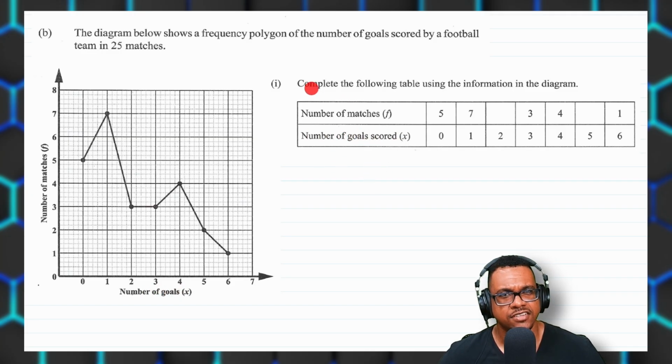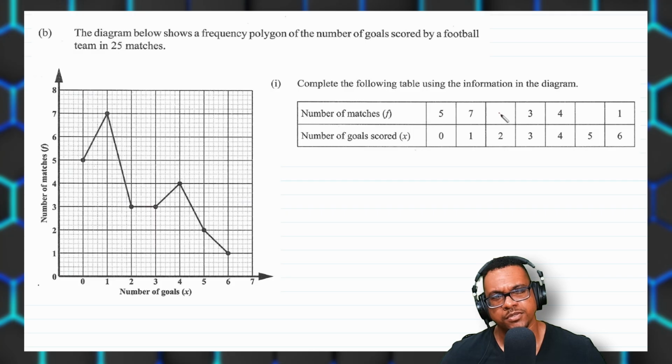They are asking us to complete the following table using the information on the diagram. So we have here missing and here missing. So we have number of matches 5, goals scored 0. And we can see that here, number of matches 5, goals scored 0. Number of matches 7, goals scored 1. Number of matches 7, goals scored 1.